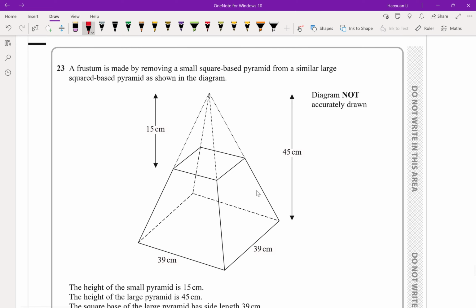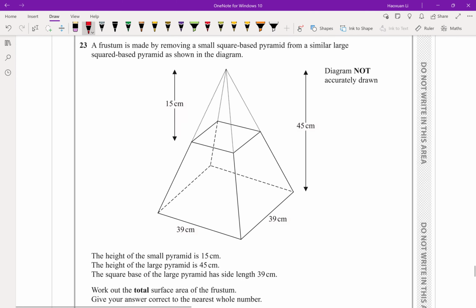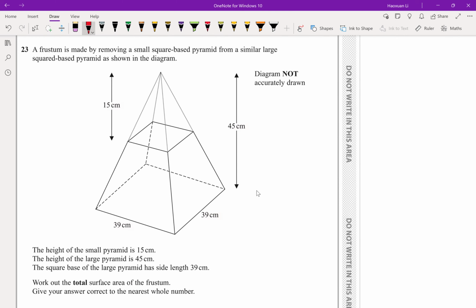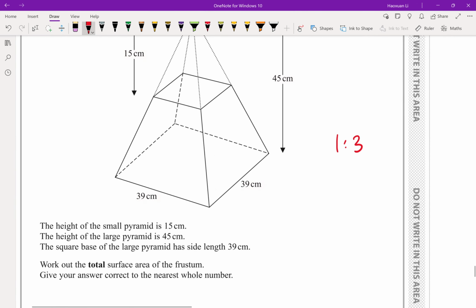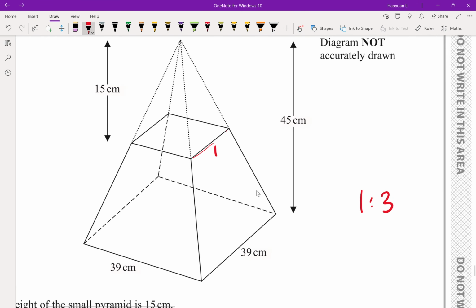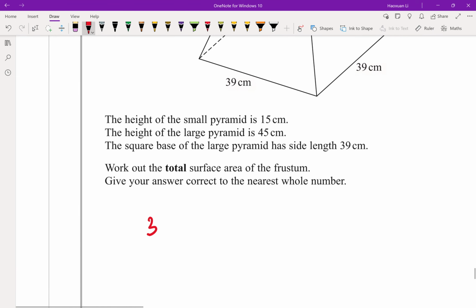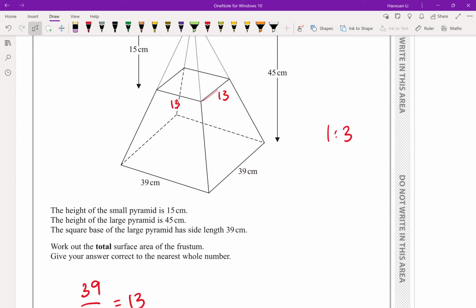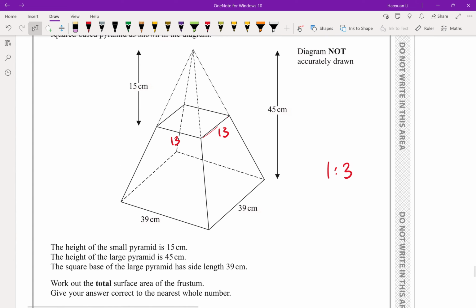So the height of the small one is 15. Here, the height of the large one is 45. So this can tell you that the scale factor will be from 1 to 3. So therefore 39 to here would also be in a scale factor of 1 to 3. Here this would be 13 and this would be 13, so 39 divided by 3 is 13. And bear in mind this is the last question in the paper. So honestly this does require some critical thinking and some challenging bits here. So it's not going to be easy.